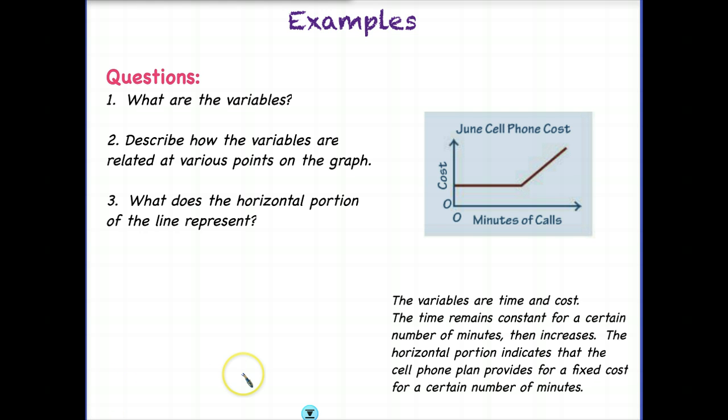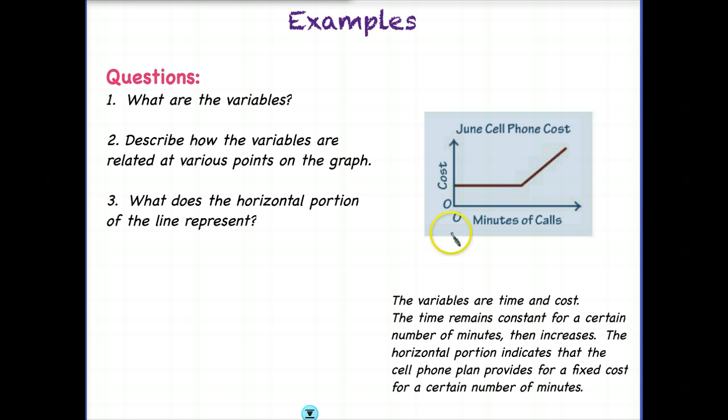In this example, here it says June cell phone cost. So again, what are our variables? We will describe how the variables are related at various points on the graph. And then the third question, what does the horizontal portion of the line represent? Right here. So we have to think about that based on what we know with cell phone plans.